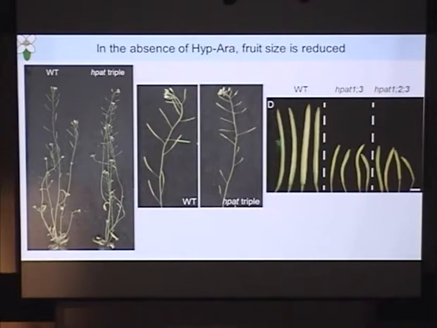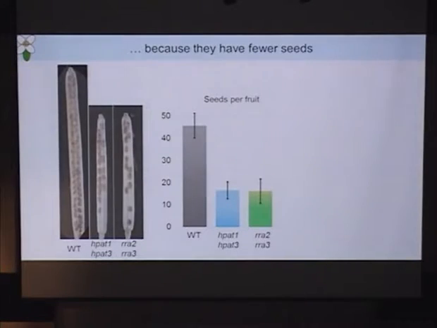So here's a nice wild type Arabidopsis silique. It's filled with seeds, it's relatively long. And then the mutants, either the triple or the H-pat1,3 double mutant, have this reduction in fruit size. Why are the fruits smaller? The fruit are smaller because they have a fertility defect and they contain fewer seeds.